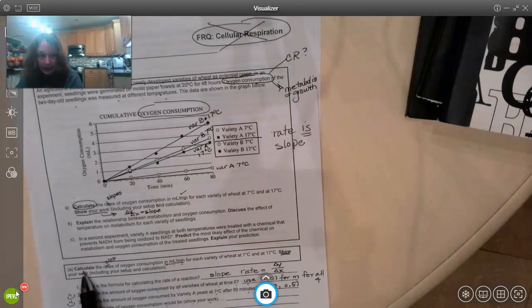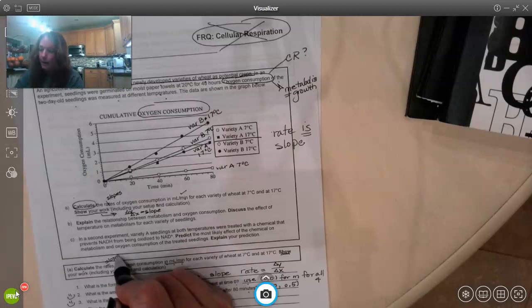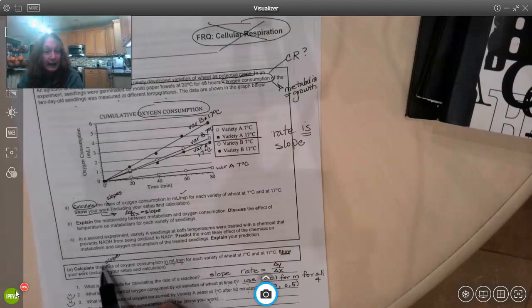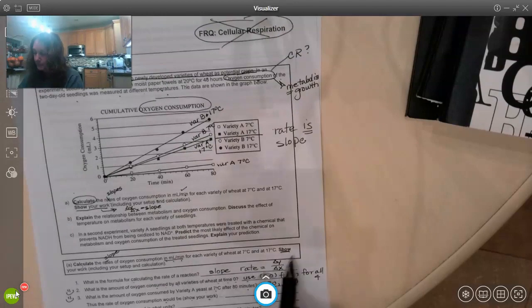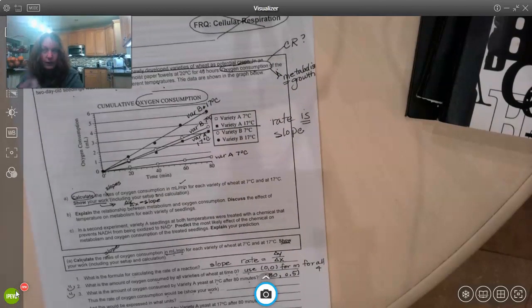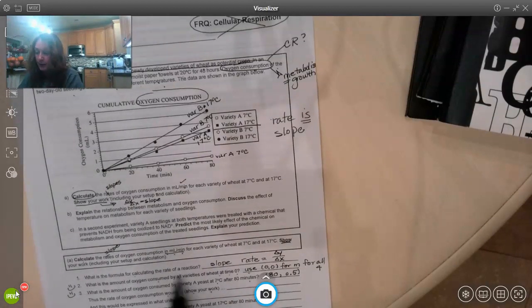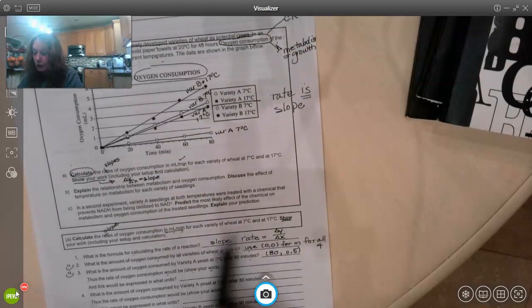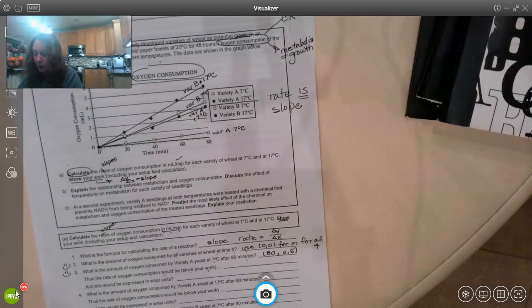So I've done what they asked me to. I calculated. Calculate means I did the math. I ended up with a slope, an answer mathematically. Yes, I did. I showed you how I got it. I showed you my 2 points. I showed you the setup, as far as that I know that rate is slope. And I actually put units. So I'm supposed to do that for every single one.